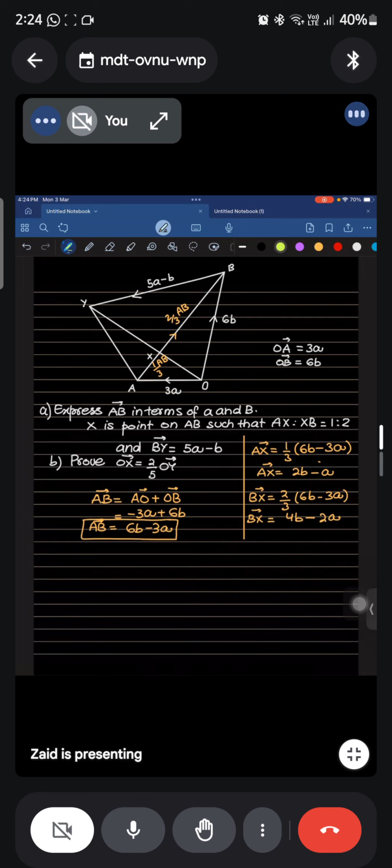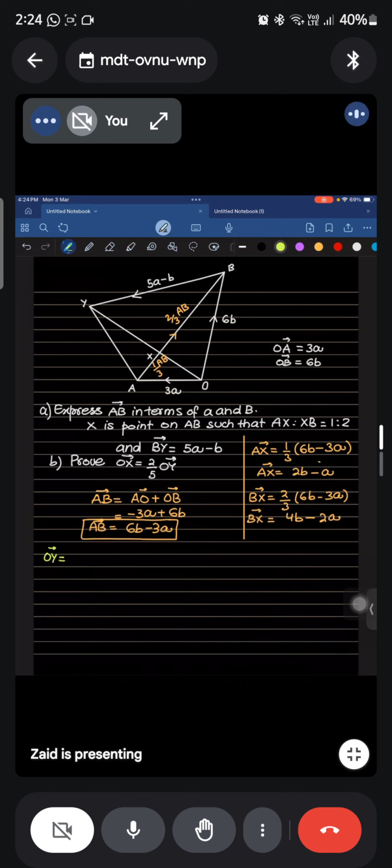Next, what we have to prove: we have to find the value of OX, and this equals 2 upon 5 OY. We have to prove this. This is a 4 to 5 mark question. How are we going to do that? The first thing we are going to do is make an expression for OY. What is the possible way we can make an expression for OX and OY? First, let's make it for OY.